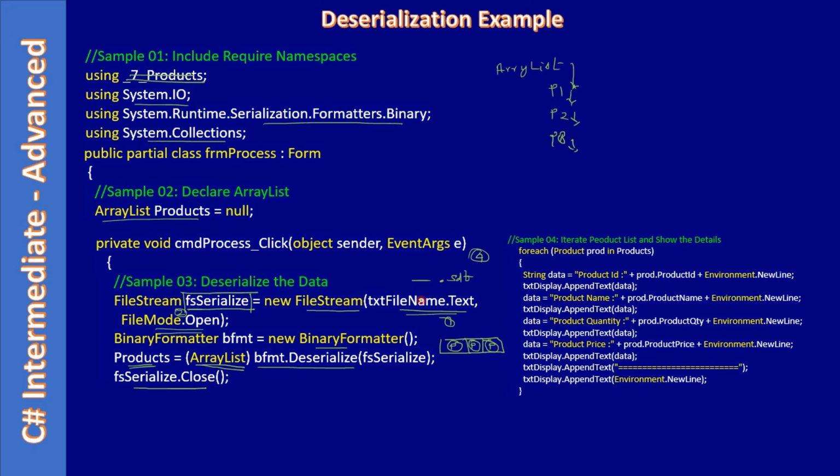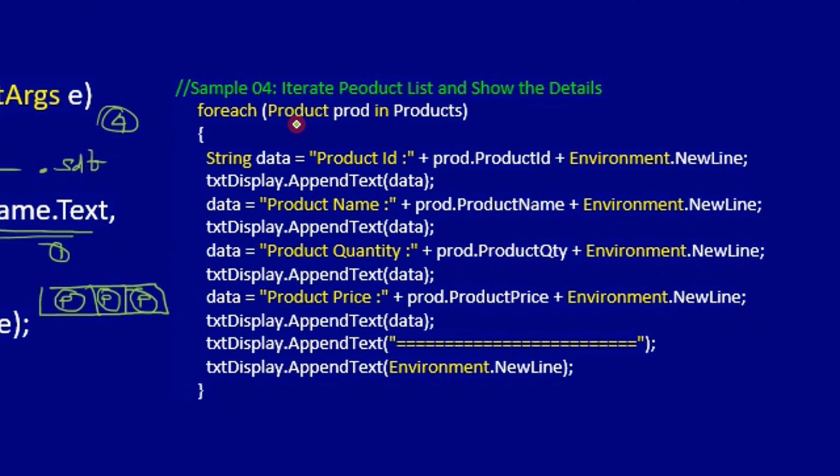After that, since we have a product array, I mean the array list, here we use a for each loop, for each product in products. Every instance is a product. Then this is the instance we are getting, right? In the for each, we are using that to print the product ID, name, quantity, and price. Then Environment.NewLine, and txtDisplay is our multi-line text box, and we are appending the content each time we read information from the product.